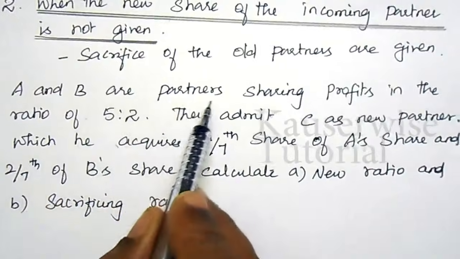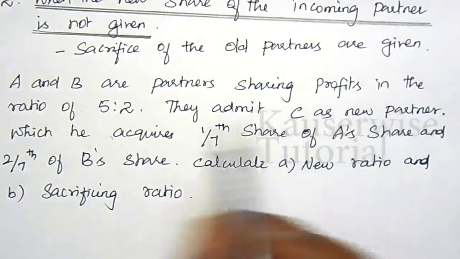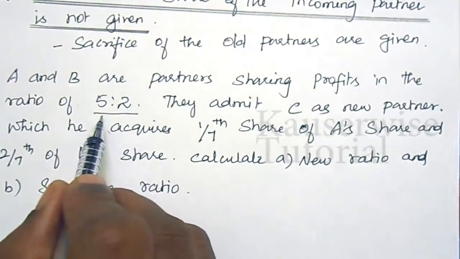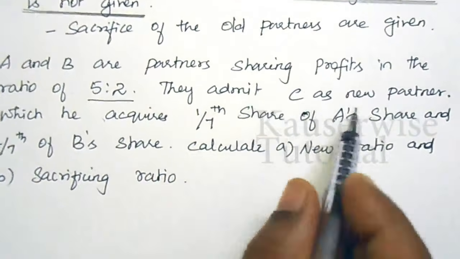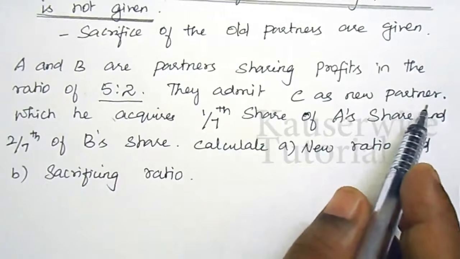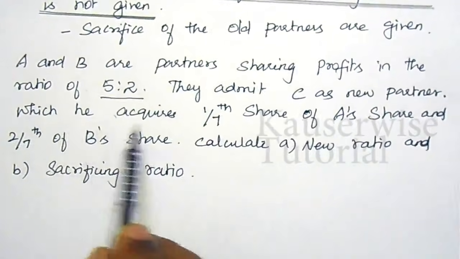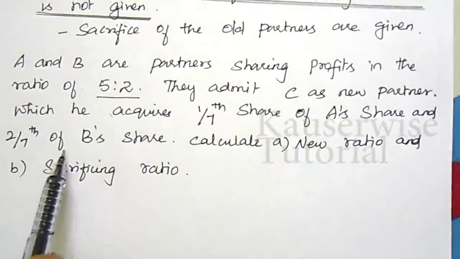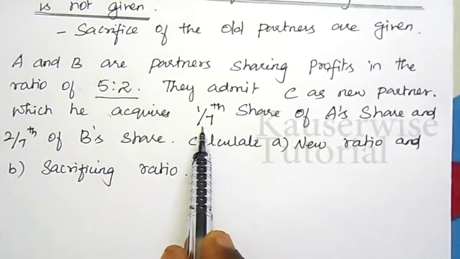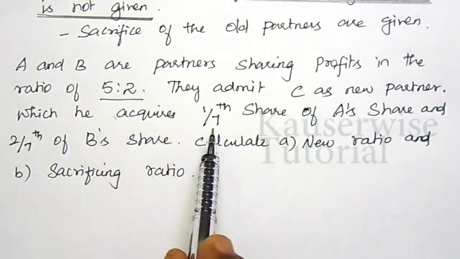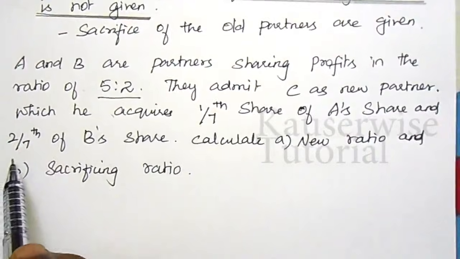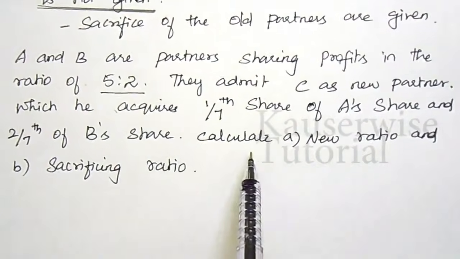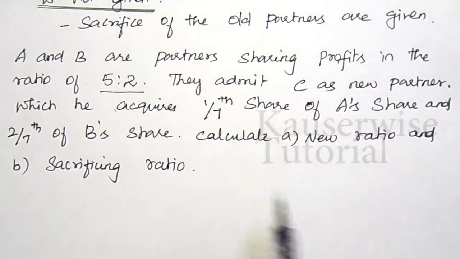A and B are partners sharing profit in the ratio of 5:2. So the old ratio is 5:2. They admit C as a new partner, but C's share is not given. But he acquires 1/7 share from A and 2/7 share from B. So the sacrifice of old partners is given. So 1/7 from A and 2/7 from B he acquired. With this information, they ask you to calculate new ratio and sacrificing ratio.